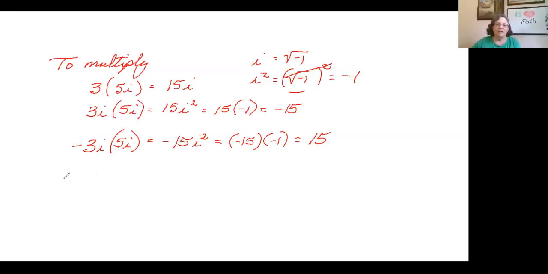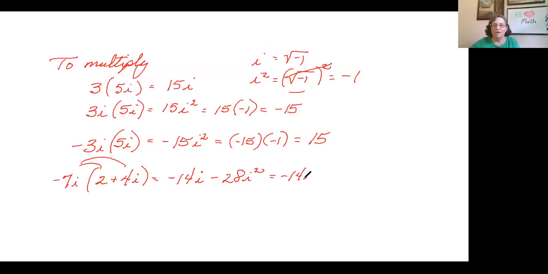Let's say we had negative 7i times 2 plus 4i. Distribute it. Negative 14i and a negative 28i squared. Negative 28i squared is going to turn out to be a positive 28.